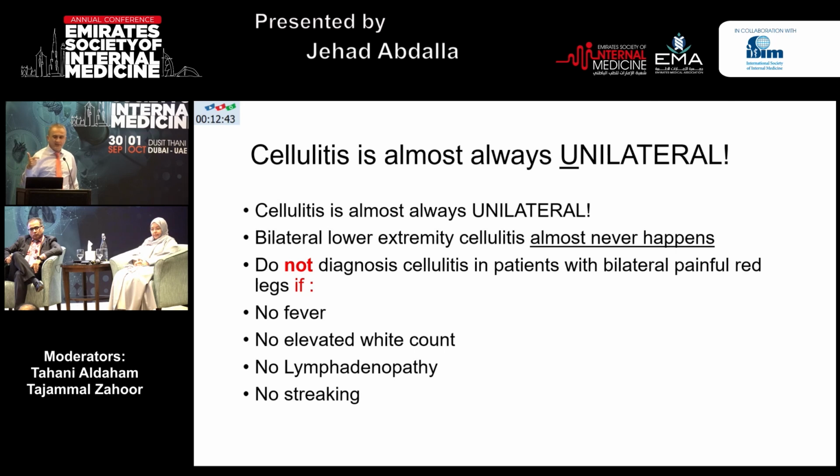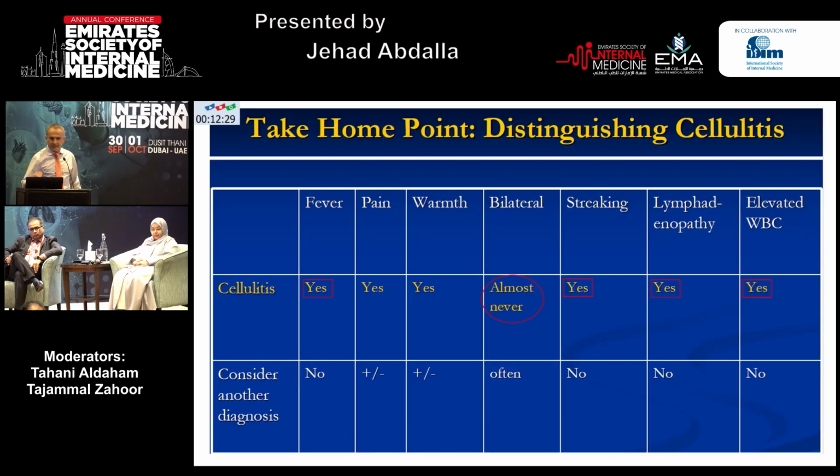Don't think of it if there is no fever, elevated white blood cells, lymphadenopathy, and lymphatic streaking, especially when there is bilateral erythema. Think about something else, like stasis. Again, bilateral erythema or cellulitis never happens. Usually it's accompanied by lymphatic streaking, lymphadenopathy, leukocytosis, and fever, when the other differential diagnoses are not the same.